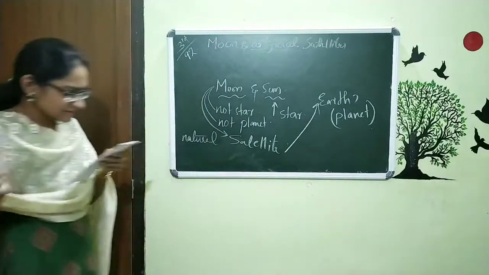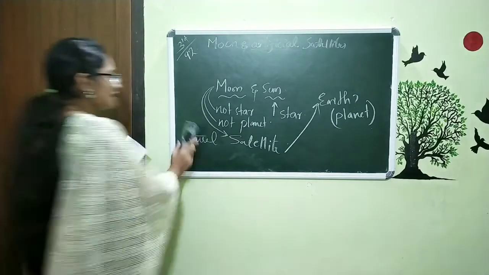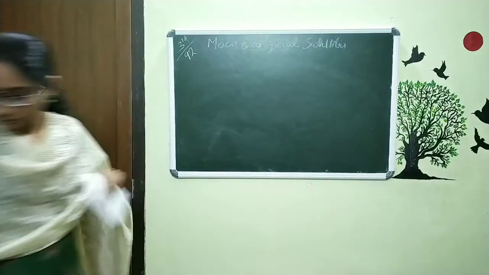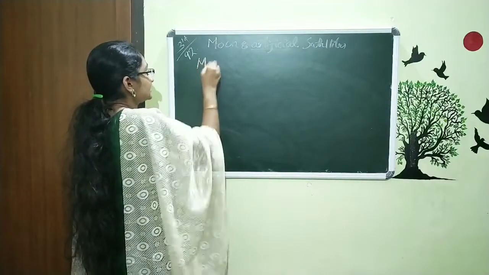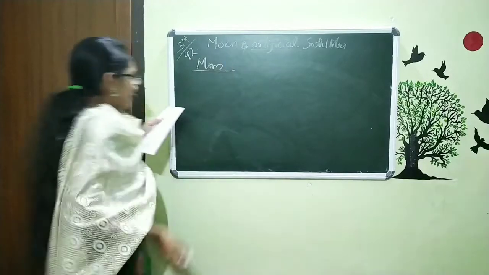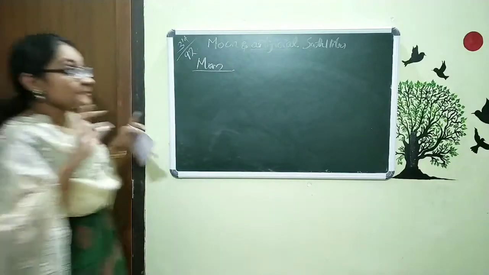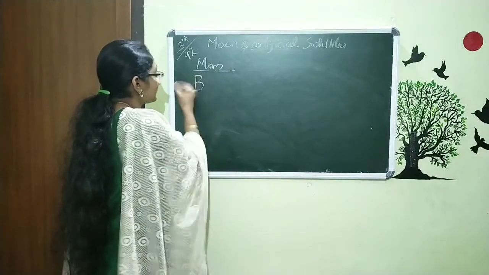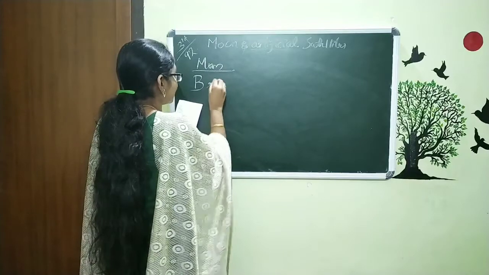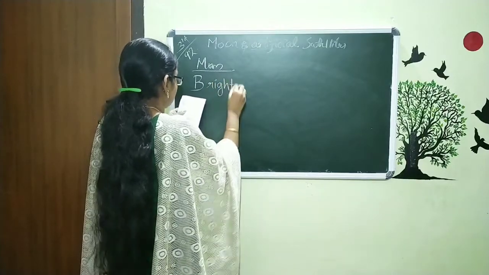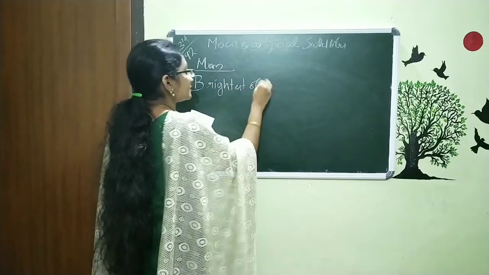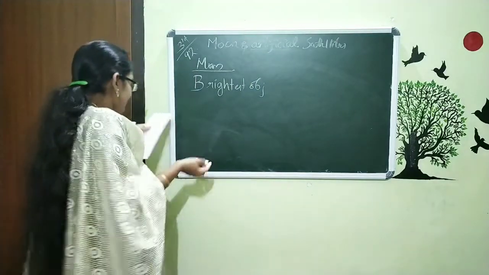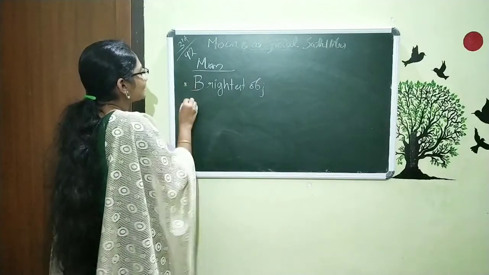Simply, this is the introduction. So we can say our first topic is the moon itself. We are going to study the moon in detail. In the night sky we can see a bright thing, and that is what? Our moon. The brightest object present in our sky is what? Moon.